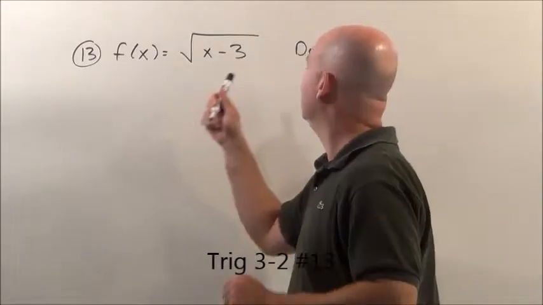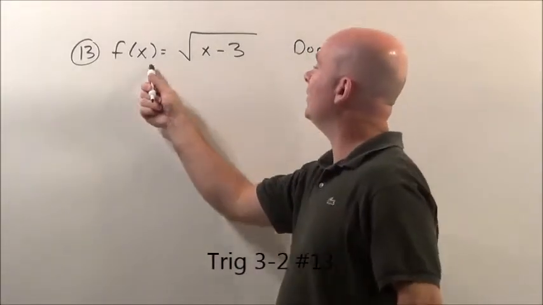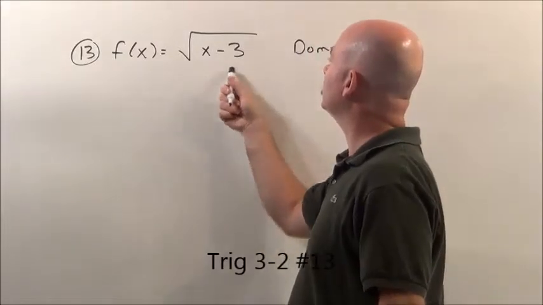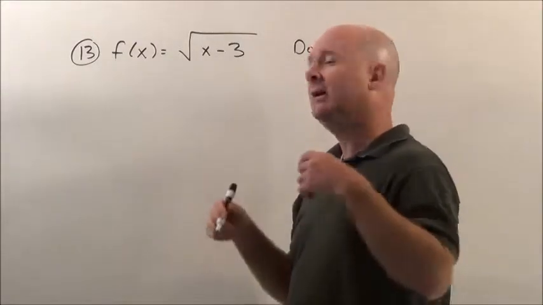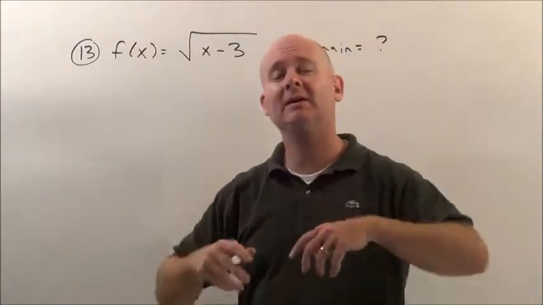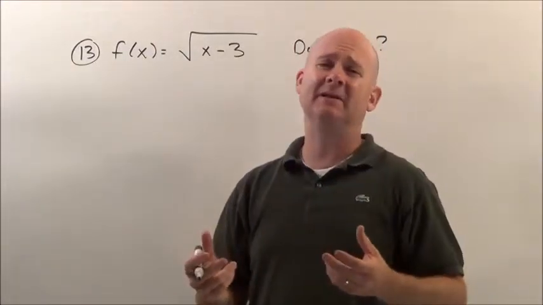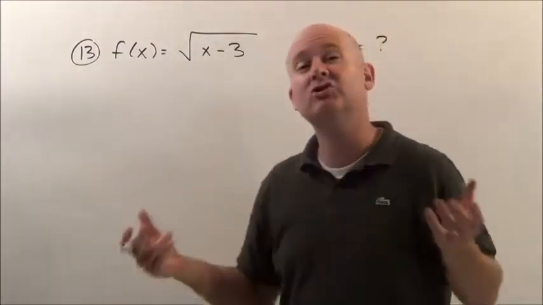Problem 13. It's asking about the domain of this function. The function is the square root of x minus 3. And we want to know the domain of it. The domain meaning what values can the x be? Who can x be? Are there any restrictions?